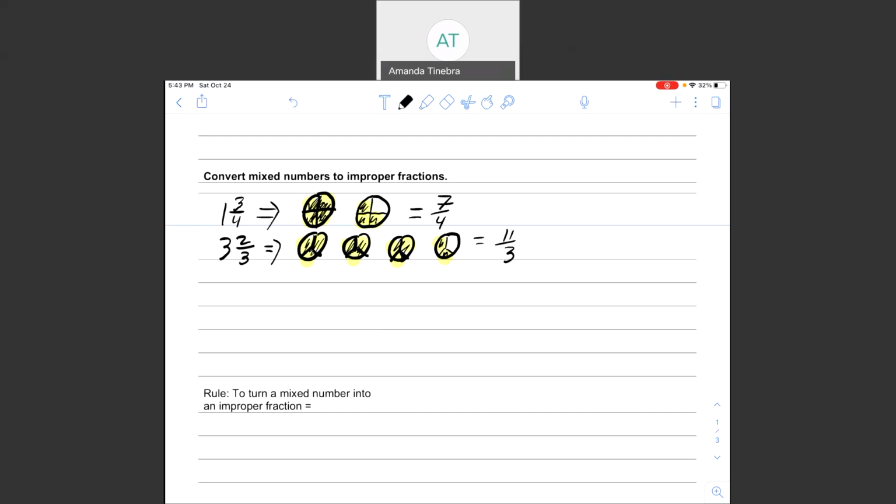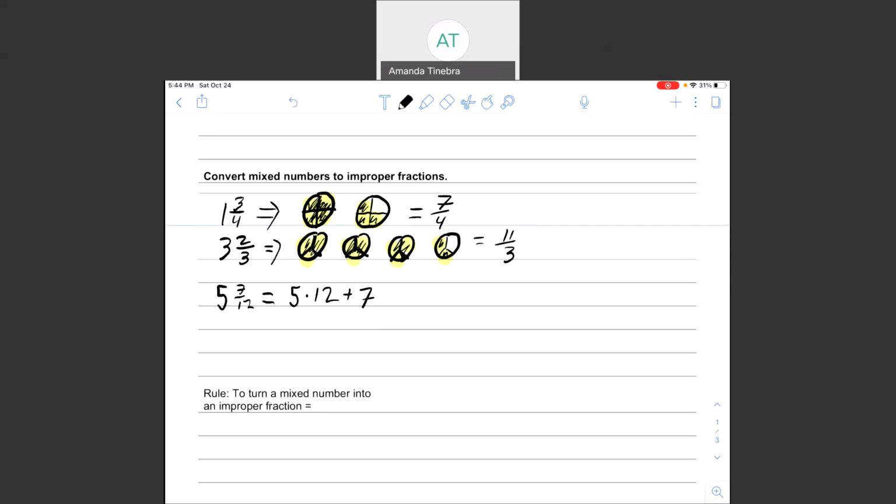Now we don't always want to draw a picture. So for example, if I had the number 5 and 7/12, I could imagine that this would be a whole bunch of circles and it would be a lot of drawing, and that seems like a lot of work. So we don't always want to have to do that. So if I was to think about what this would look like, I know I would have 5 circles that are whole. And each of those circles would be split into 12 pieces. So it'd be 5 times 12 to get the number of pieces. And then my last circle would be split in 12, but only 7 of them would be shaded. So I would add that on.